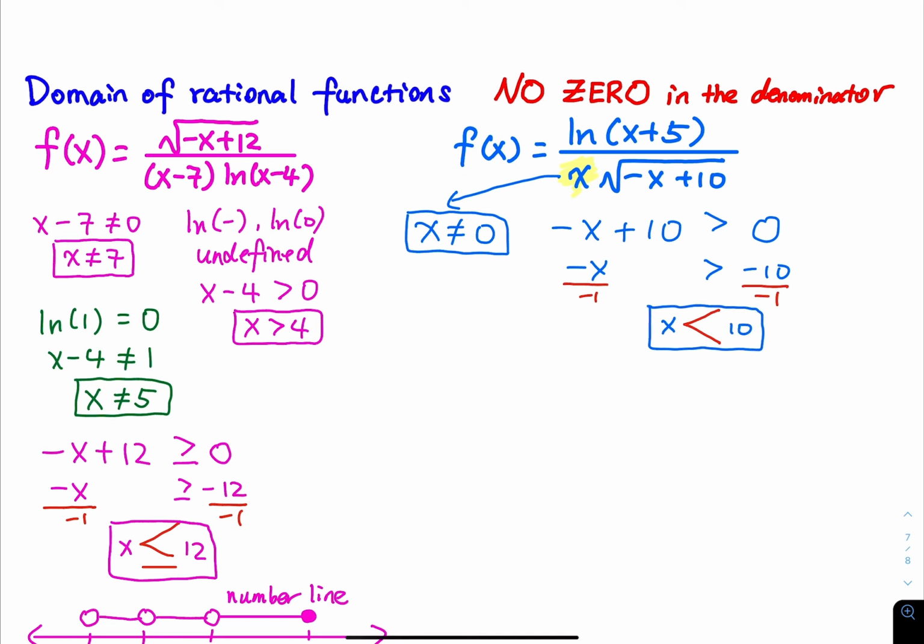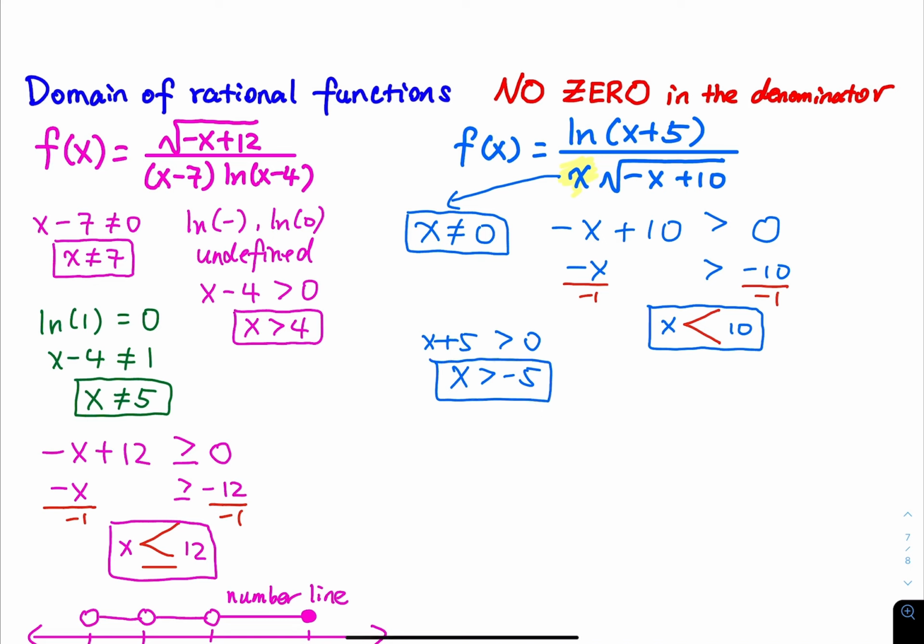And then how about the x plus 5? This one is simply greater than 0, because ln of a negative is undefined, ln 0 is undefined. So you have x greater than negative 5, and that is your third restriction.